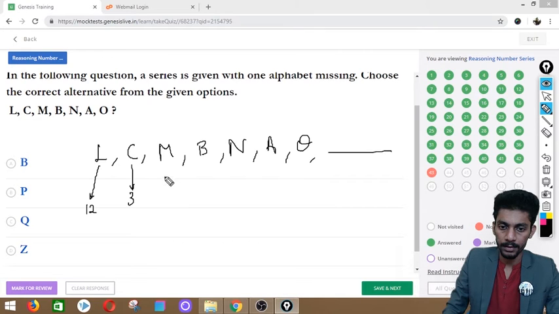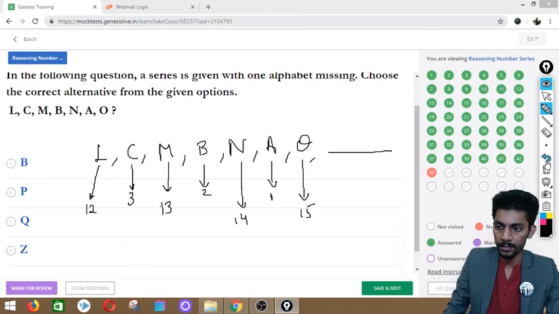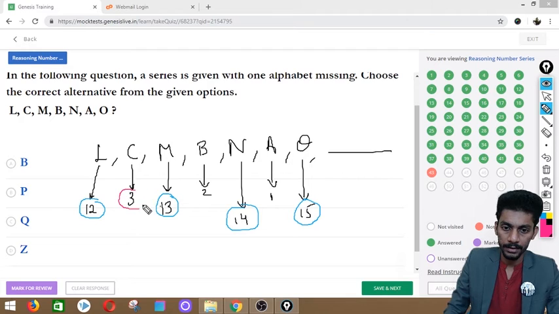C is the 3rd letter. M is the 13th letter. B is the 2nd letter, N is the 14th letter. A is the first letter, O is the 15th letter. If you see the pattern followed here, 12, 13, 14 and 15. If you see the other pattern followed, 3, 2, 1.